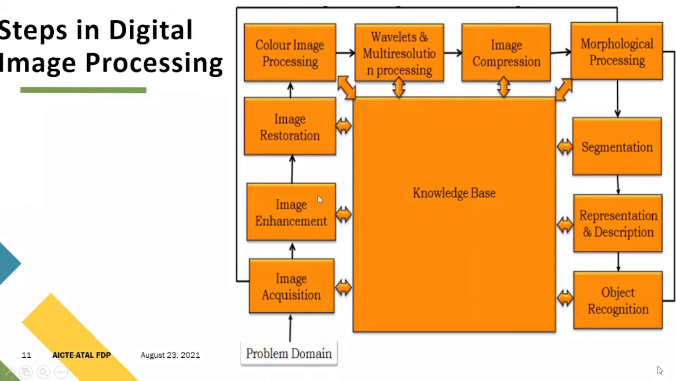Now, what are the important steps? Image acquisition, enhancement, restoration, color image processing, wavelets, compression, morphological processing, segmentation, representation and description, and object recognition. Some of the terms you are aware of, but let me explain each and every one. What do you mean by this, right?